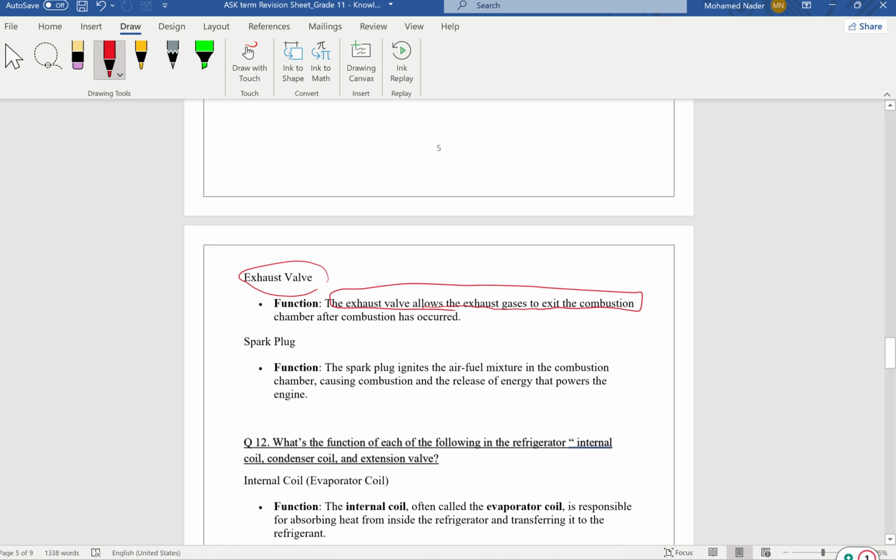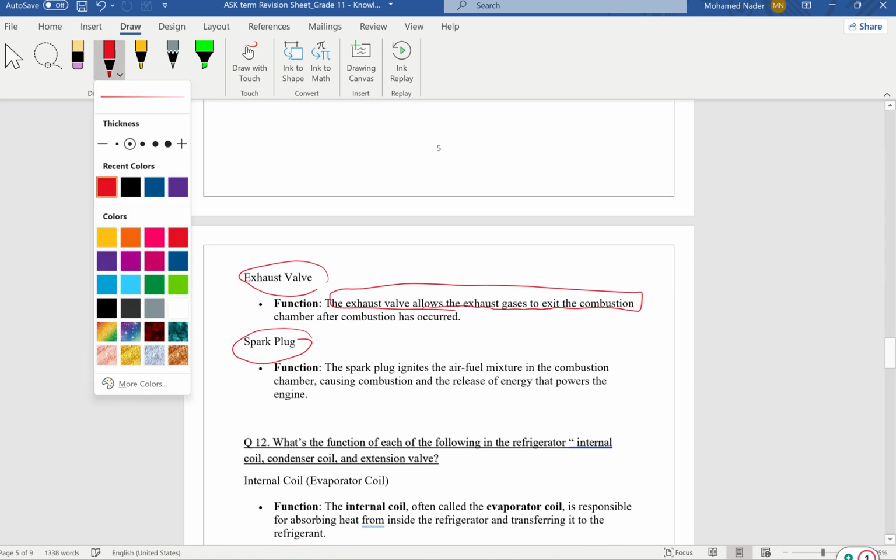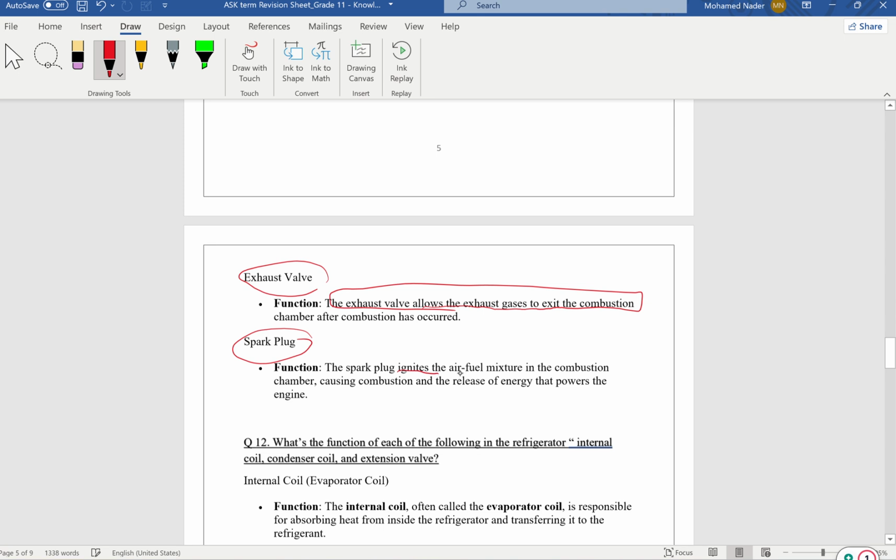And the spark plug, its function is to ignite the air and fuel mixture. The combustion chamber is going to mix them, and then the spark plug will ignite it, and this will make it release the energy that powers the engine.